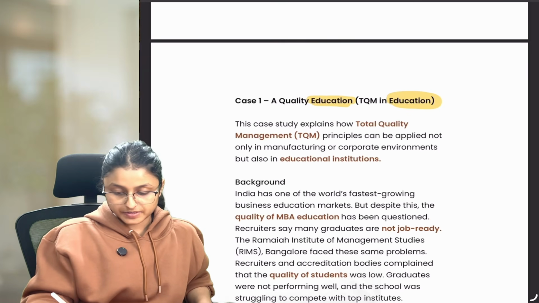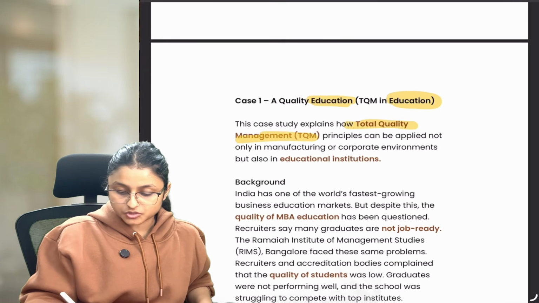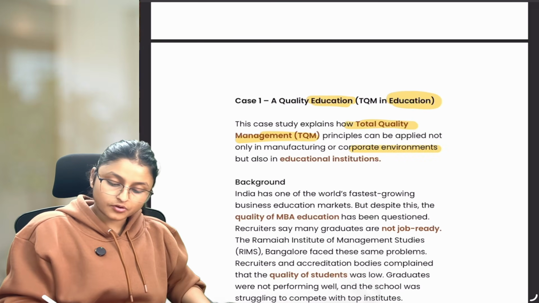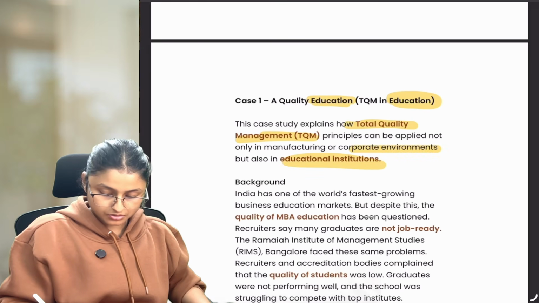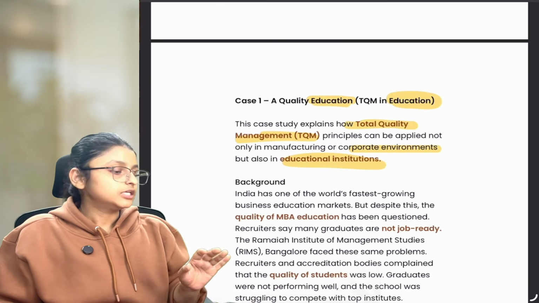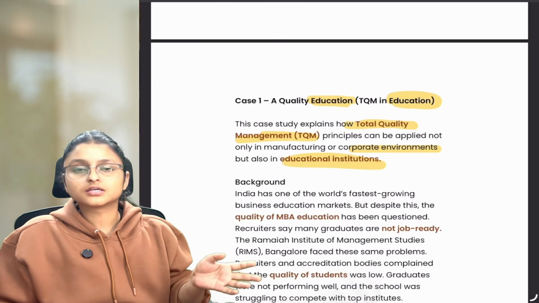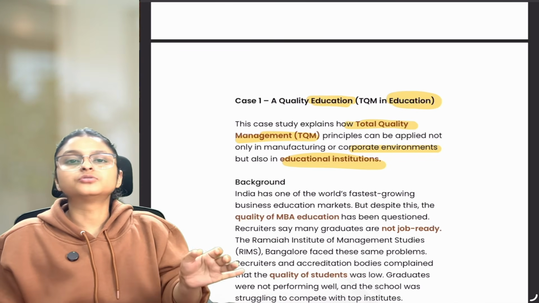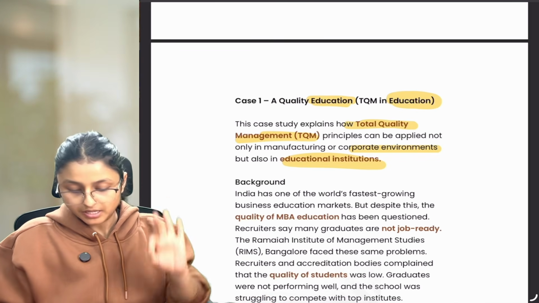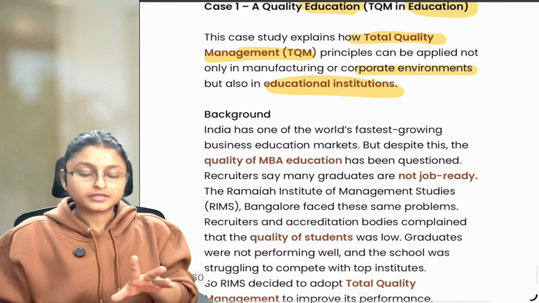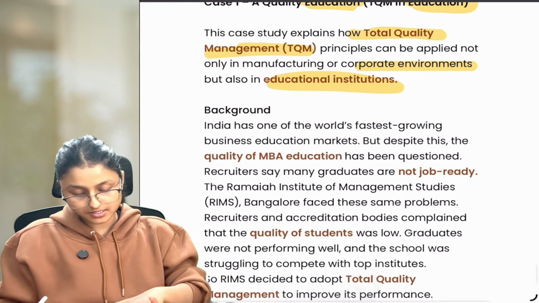This case study explains how total quality management principles can be applied not only in manufacturing or corporate environments, but also in educational institutions, which also helps us understand that it doesn't matter what you are doing. If you want to improve quality of whatever you are doing, you can apply TQM, that is total quality management. Let's understand the background behind this case study.